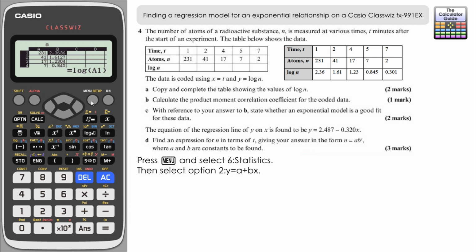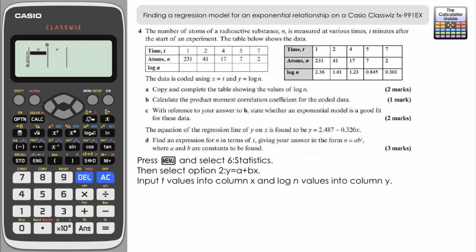So let's press menu and 6 for statistics. Now, because we've coded the data, the relationship between t and log n, i.e. the relationship between x and y, is going to be a linear relationship. And so we need option 2 here, y equals a plus bx. You can see that follows the pattern of the equation of a line of regression. So it's 2. Should have columns here for x and y. Maybe you've got the frequency column active here.